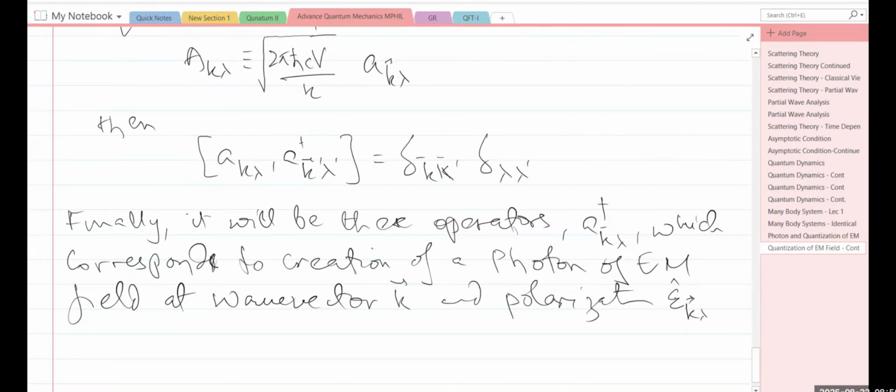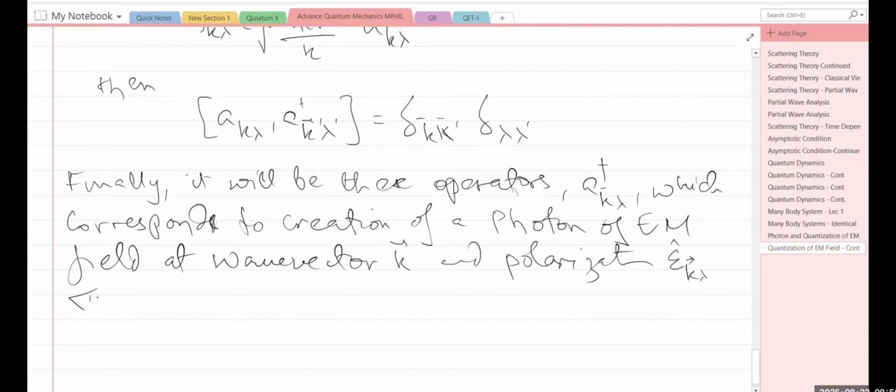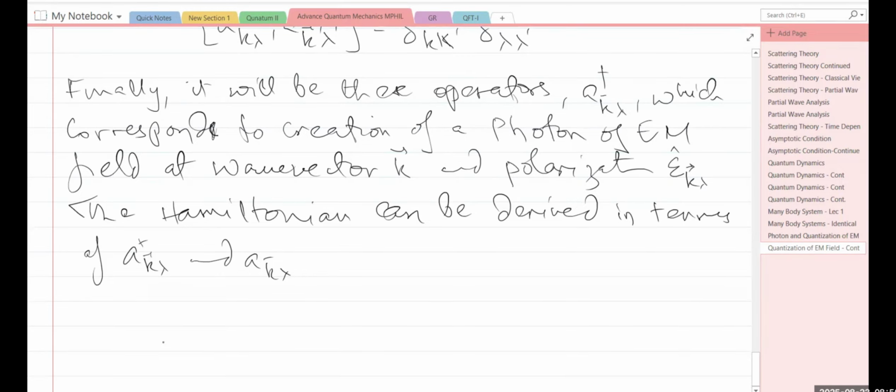So basically, we can also express our Hamiltonian, the one we have derived earlier, in terms of these capital a_{kλ} and a_{kλ}^†. So the Hamiltonian can be derived in terms of a_{kλ}^† and a_{kλ}. How? We start with the Hamiltonian equation that we wrote earlier.